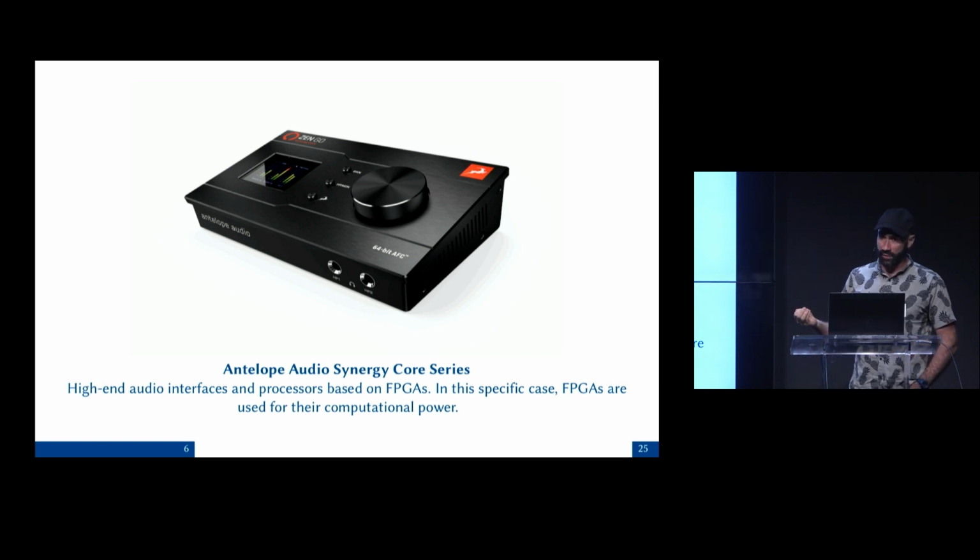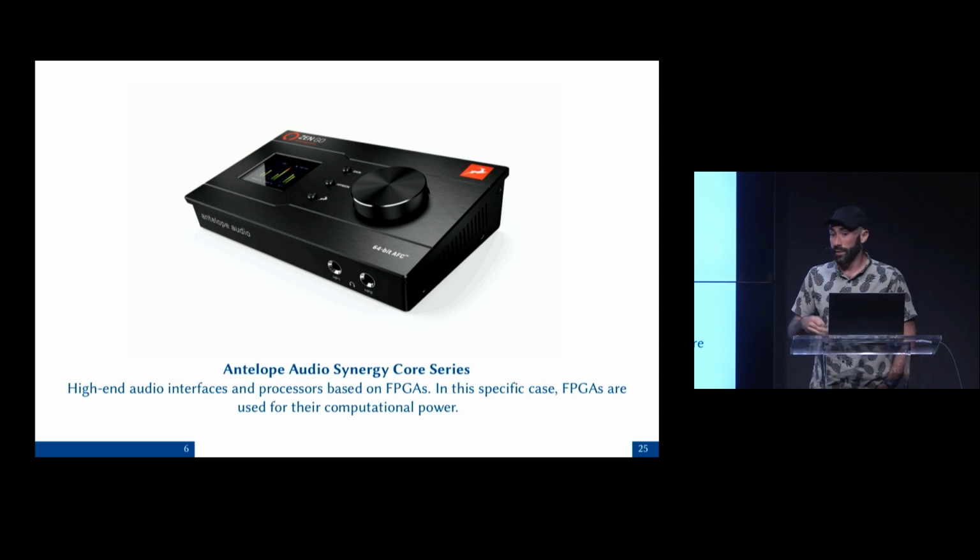Another kind of product you're going to find are products where people use FPGAs to do heavy computing for audio processing. So here, you take more advantage of the performances afforded by FPGAs, like the computing performances. And that's the case of the Antelope Audio Synergy Core series.